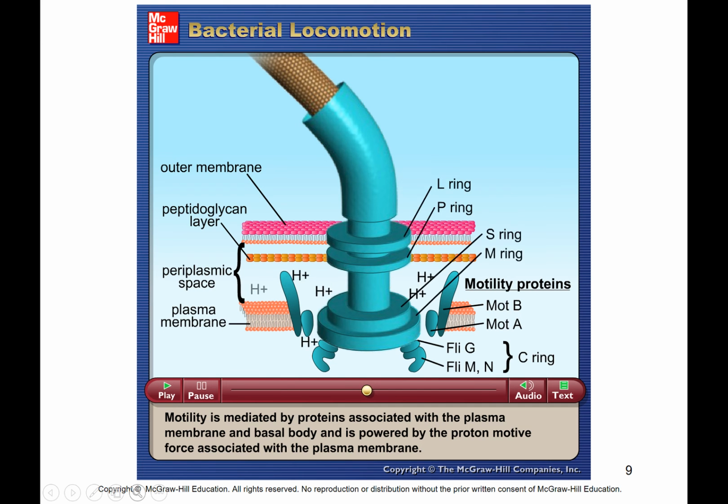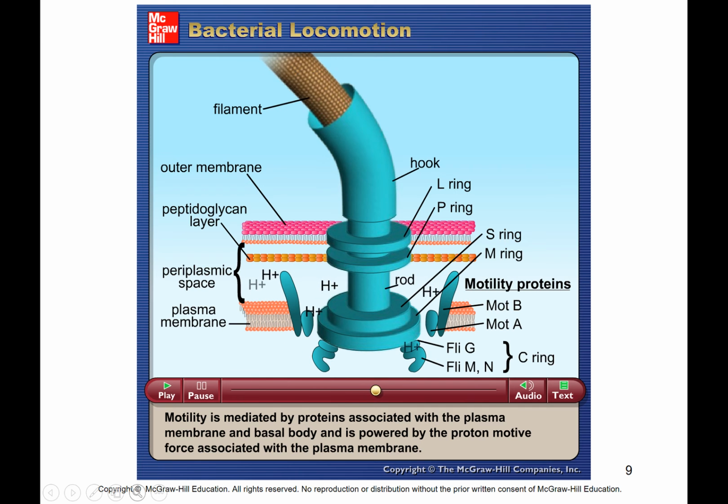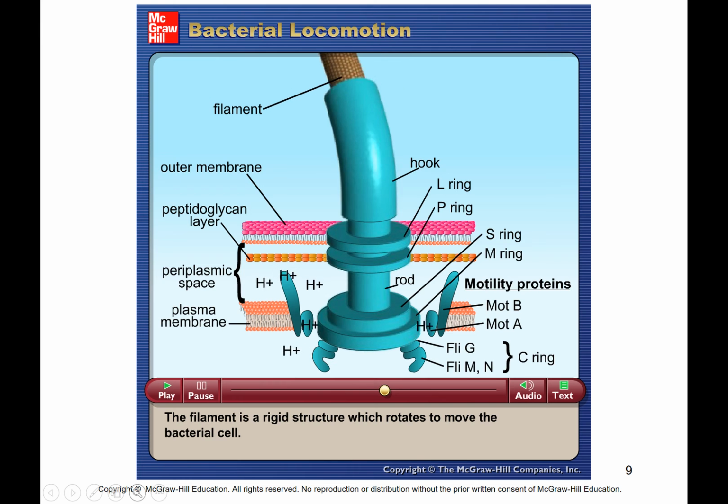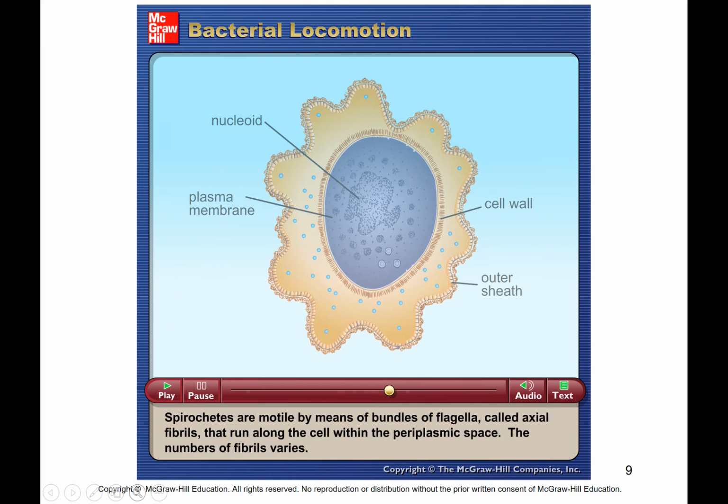The flagellum is anchored in the basal body, and is powered by the proton motive force associated with the plasma membrane. The filament is a rigid structure which rotates to move the bacterial cell.